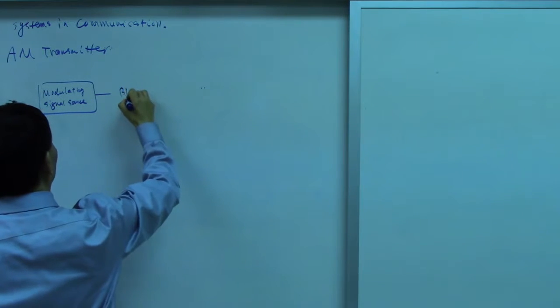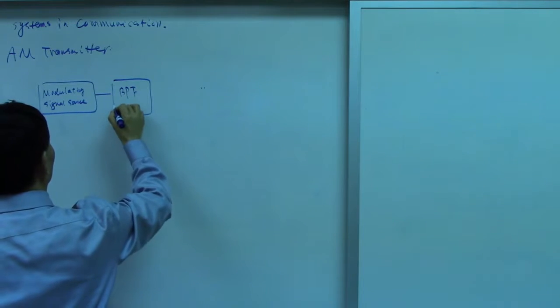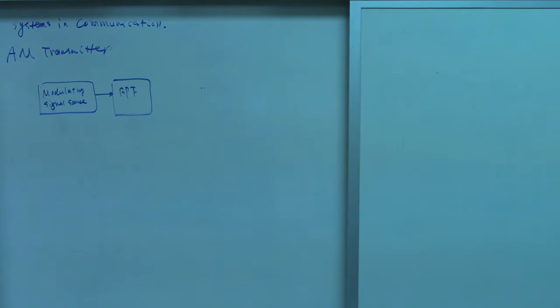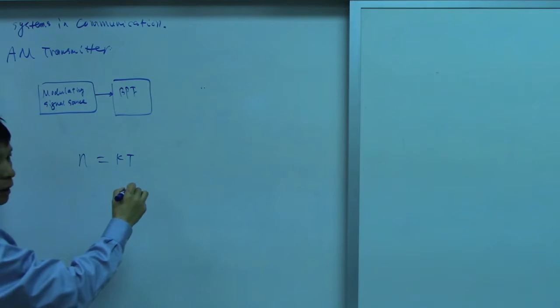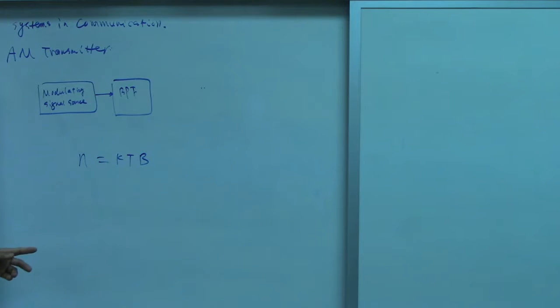Then we have a band pass filter. A band pass filter just eliminates the noise. The reason is we want to make sure the signal is band limited, because we know the power of the noise depends on the bandwidth. The power of the thermal noise equals, still remember this? K, temperature, bandwidth, right? So it's proportional to bandwidth. We just want to eliminate the out-of-band noise.